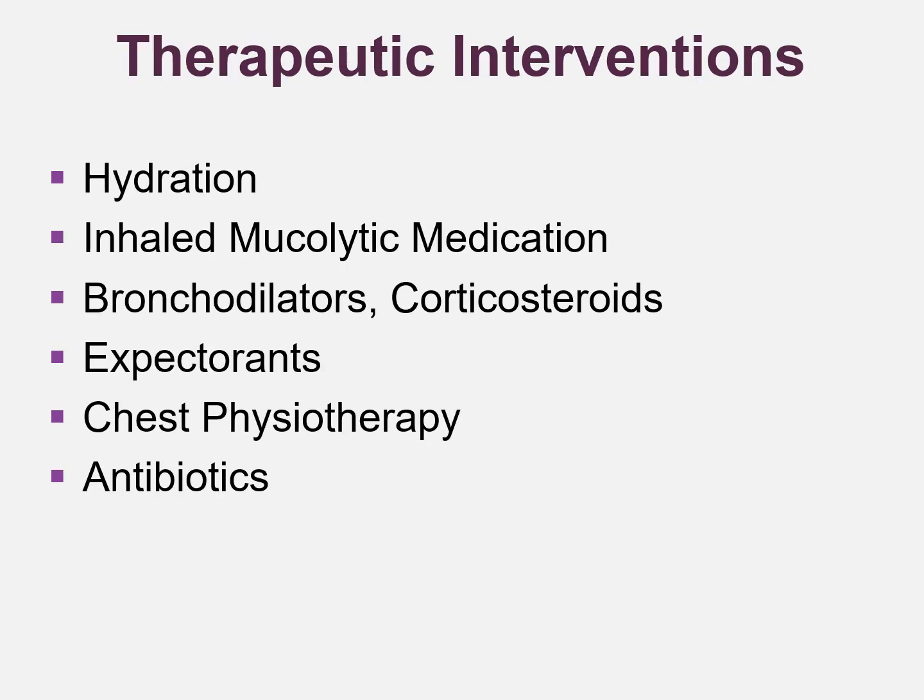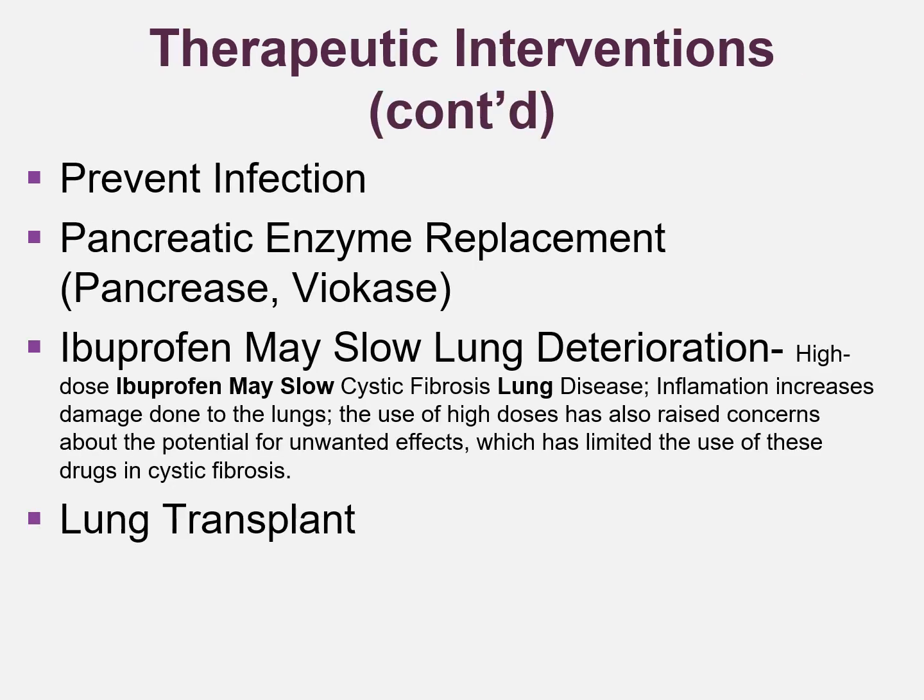Therapeutic interventions for these patients are hydration to help with those thick secretions, inhaled mucolytic medications, bronchodilators and corticosteroids, expectorants, chest PT, and antibiotics. So in these patients, we need to prevent infections. They'll be given pancreatic enzyme replacement with Pancrease and Viokace. They also might be given ibuprofen because ibuprofen has the potential to slow down the lung deterioration.